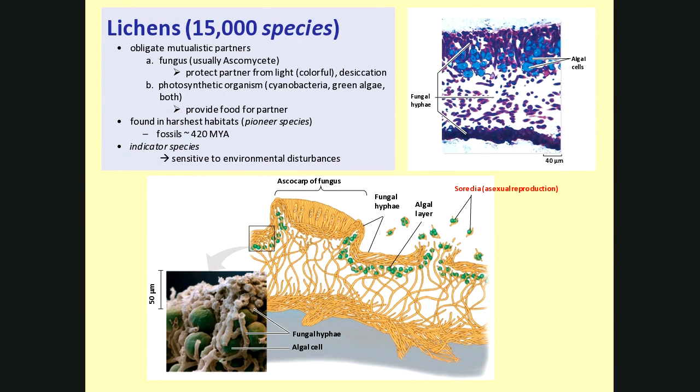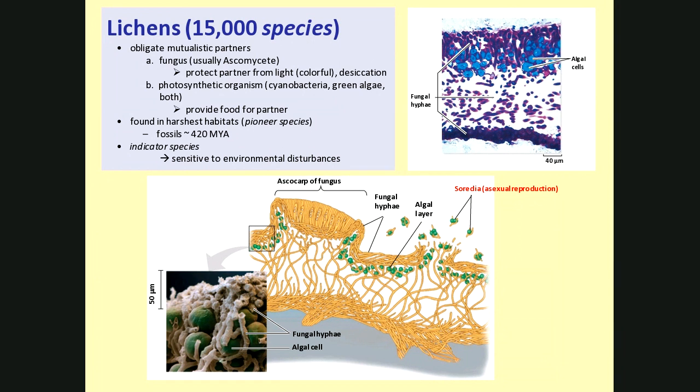Chances are they weren't that way to begin with, but throughout the years, a fungus, usually a cup fungus, and a photosynthetic organism, could be a prokaryote like a cyanobacteria or a green algae, or could be both in some cases, something that photosynthesizes, live together. Look in the picture on the right, the one in the upper right. The fungal hyphae are the purple, the algal cells are the light blue. And the algal cells live in amongst the fungal hyphae.